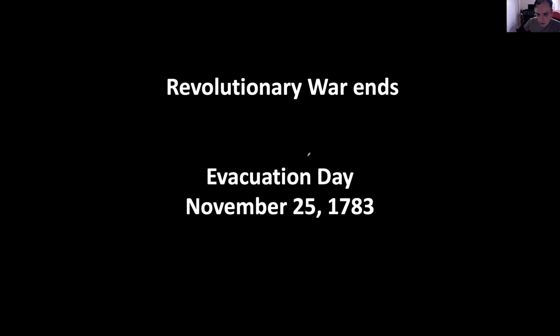So the war finally ends in 1783, and on November 25th, the British surrender the fort and they get on their ships and they leave. They take down the British flag from the fort and they evacuate. And Washington comes back into the city victorious after such a long, hard war, and he rides down Broadway and reclaims the city.